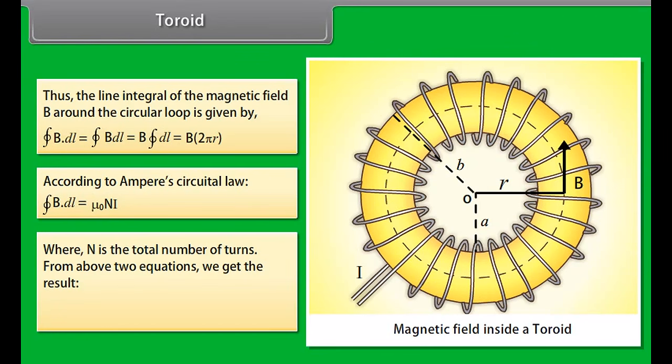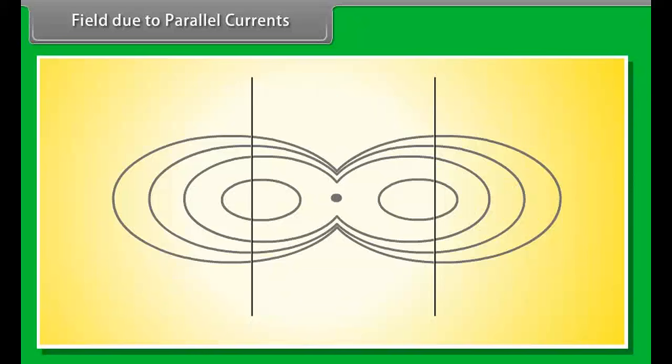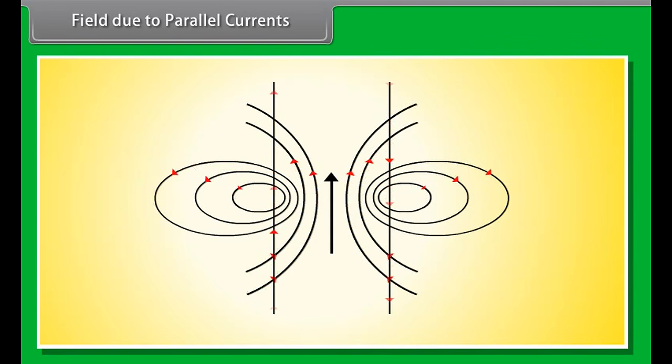From the above two equations, we get the result B is equal to mu naught N I divided by 2 pi r. Field due to parallel currents. It represents the combined magnetic field due to two parallel conductors carrying current in the same direction. The pattern of the magnetic field indicates attraction between the conductors. It represents the combined magnetic field due to two parallel conductors carrying currents in opposite directions. The pattern of the magnetic field indicates repulsion between conductors.